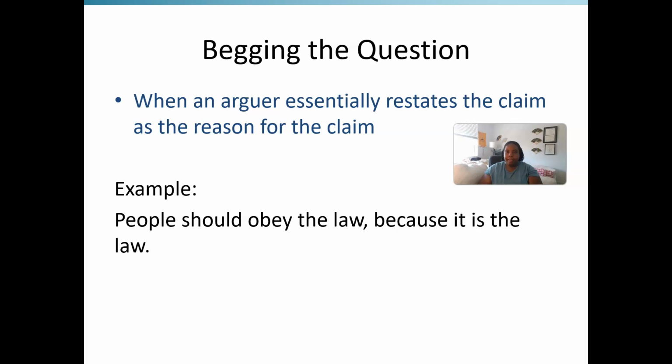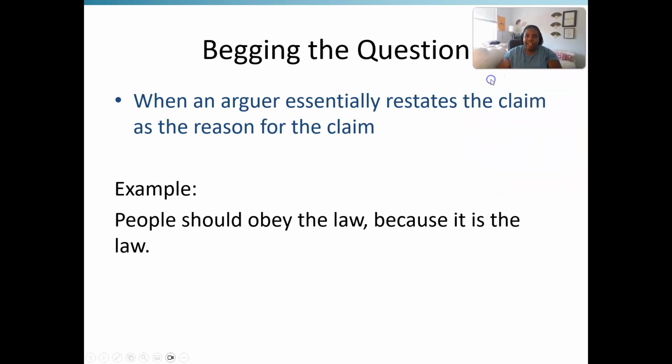Now we have begging the question. So that's when the arguer essentially restates the claim as a reason for the claim. So people should obey the law because it's the law. And if it's the law, we should obey it because it's the law. We're law-abiding citizens, so we should obey the law. See? Circular reasoning.